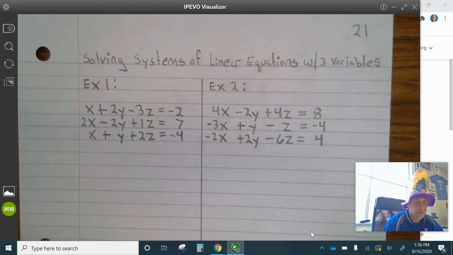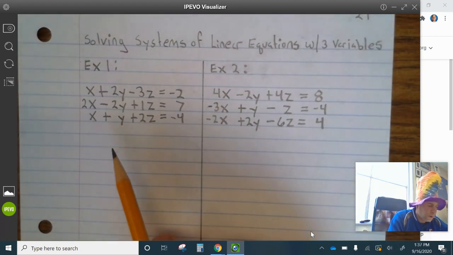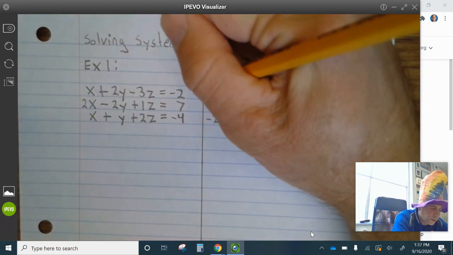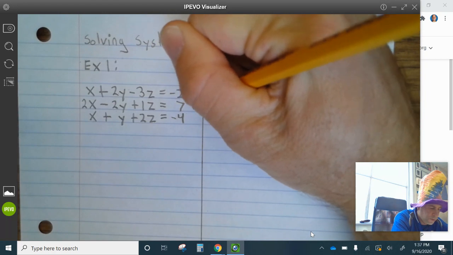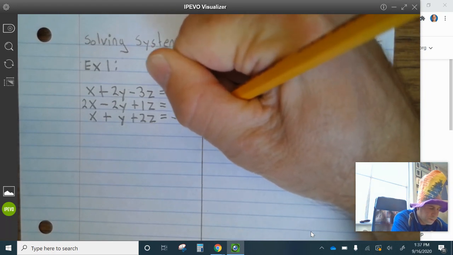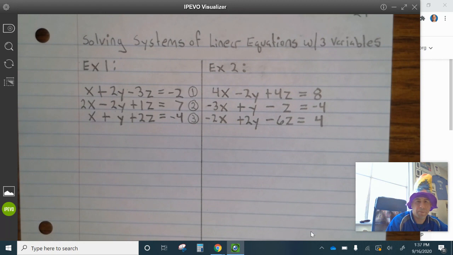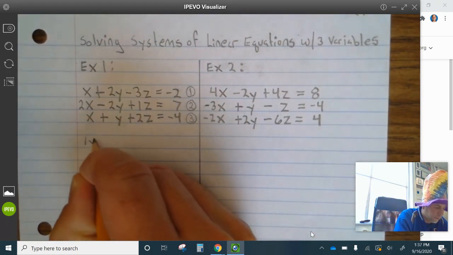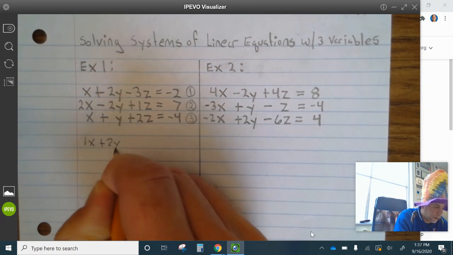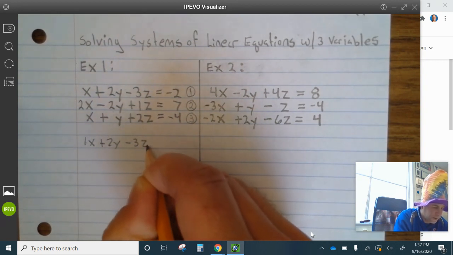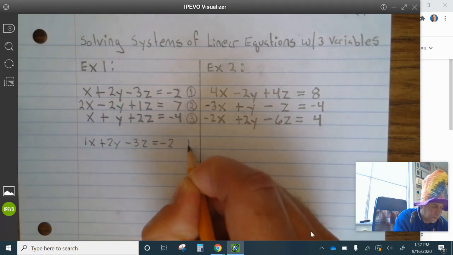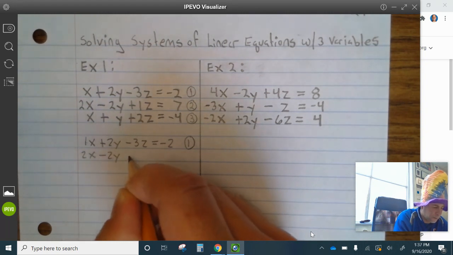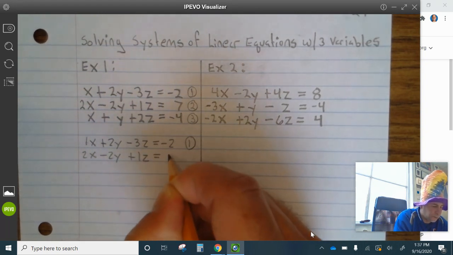All right, example 1. So I see here that we have 2y and negative 2y. Well, they'll cancel. So let's go ahead and number this equation 1, 2, and 3. Okay. So let's go and combine 1 and 2. So that's 1x plus 2y minus 3z equals negative 2. And that's equation 1. And 2x minus 2y plus 1z equals 7.